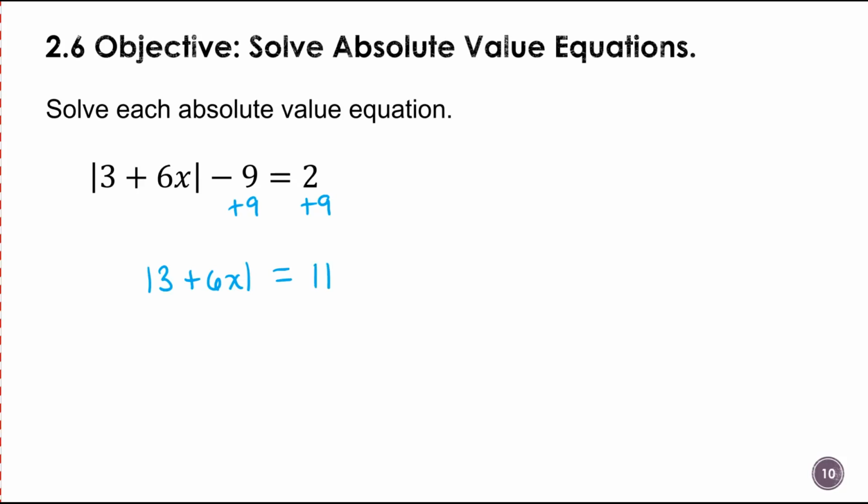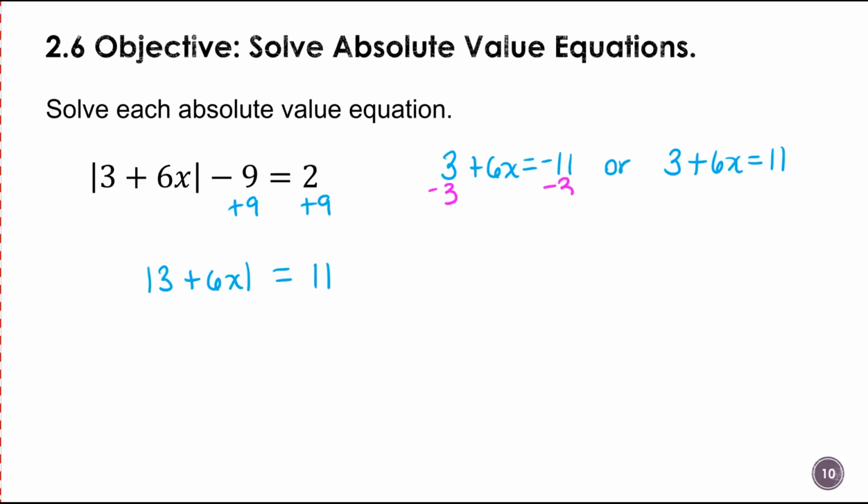Now remember, as you're working through the videos, you should be pausing and working these out ahead of time and checking your answers with me once you understand the concept enough to do that, so that you're getting some good practice as we go. Okay, so I'm going to write this out here. 3 plus 6x equals negative 11, or 3 plus 6x equals positive 11. All right, and then we'll solve each one.